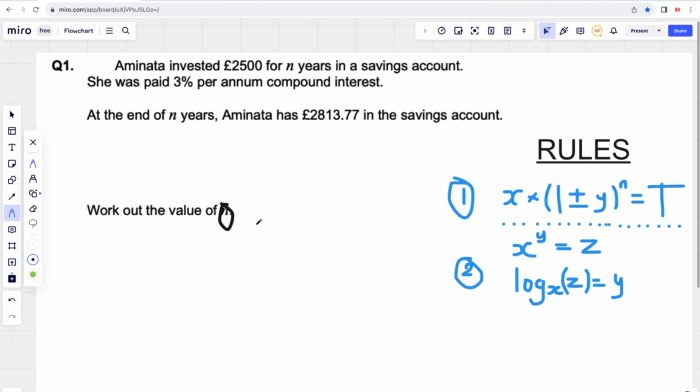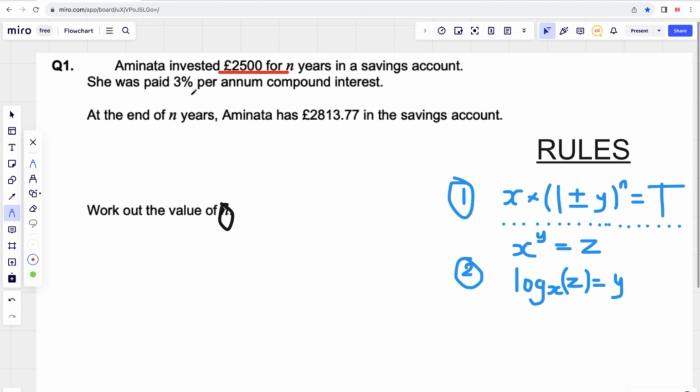Okay, so we're trying to find n. Using these rules, the first thing you need to do is to use the numbers you're given and put them into equation 1. So x in this case is the starting amount, which is 2,500. Now 1, this is a rule by the way, 1 plus or minus. The plus or minus depends on if it's an increase or a decrease.